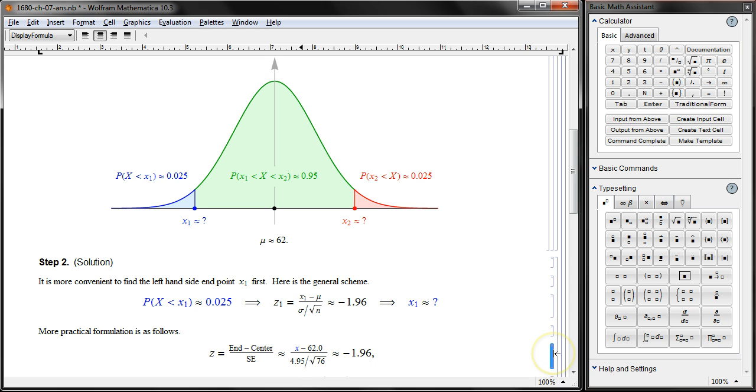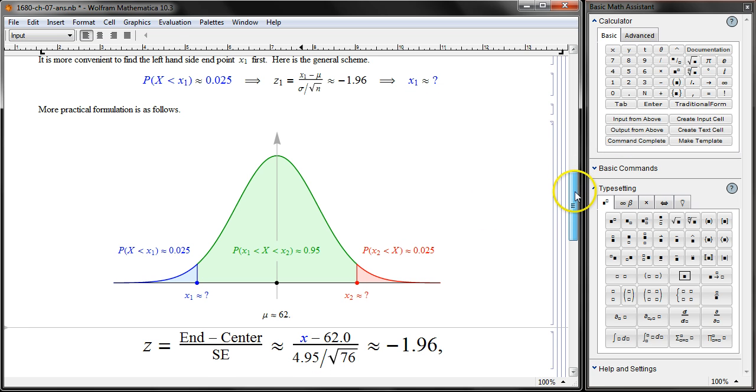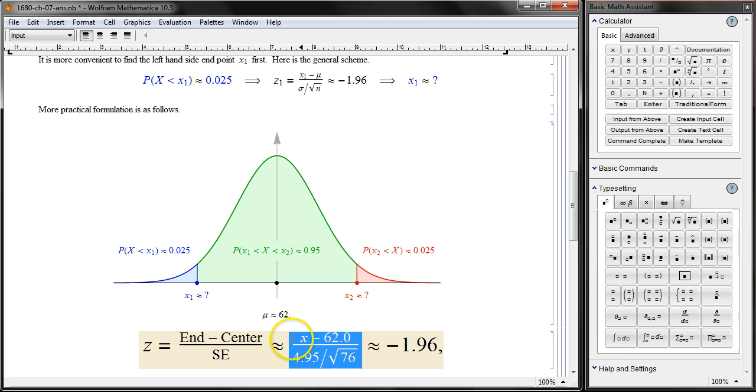Let me expand this font a little bit. Okay, that's large enough. And then let me put this picture right over here. Okay, that looks good. Now you're looking for this x1, this blue point. Well, x subscript 1 is a bit cumbersome, so let me just call it x. And x is the end, and center is 62. So in the numerator, end minus center, we have x minus 62. SE is standard deviation over square root of n. So we have this formulation here, x minus 62 over 4.95 over square root of 76, and that should be equal to the appropriate z-score you find from the z-table.